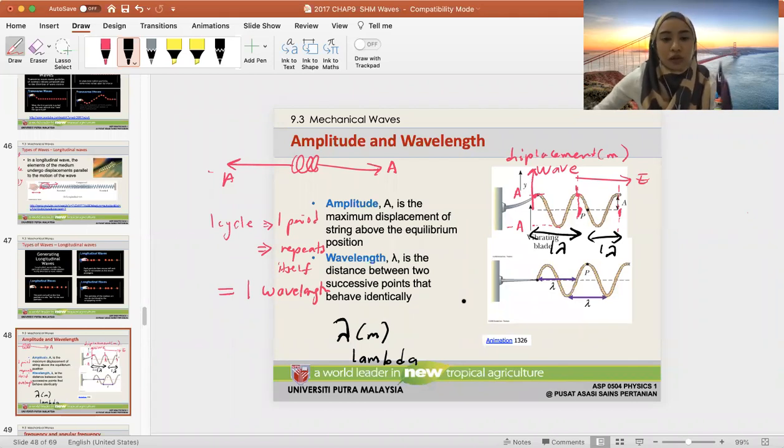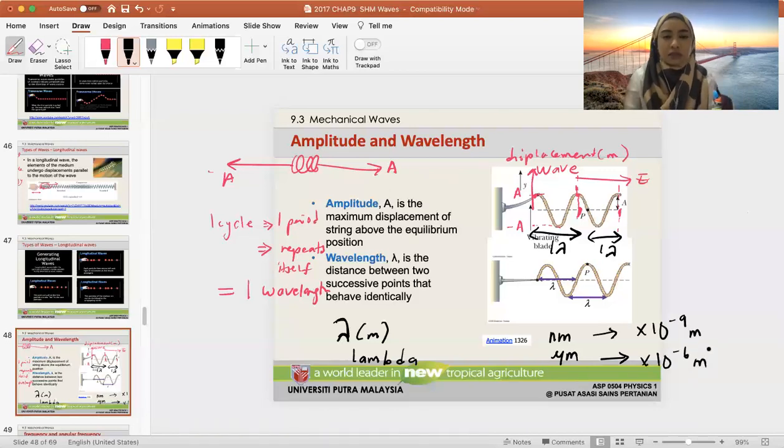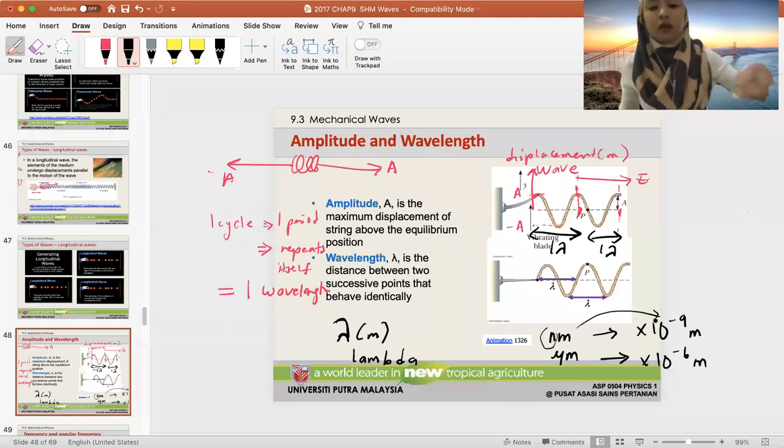Okay, so usually your wavelength is in nanometers or in micrometers. Please convert it to SI unit. What is it? Nano becomes times 10 to the minus 9 meters. And micro is times 10 to the minus 6 meters. If they give you micrometer, convert it to your meter. If they give you nanometer, convert it to your meter. Convert lah, buang lah dia punya N ni. Jadikan dia scientific notation. Okay, so that is the typical size for your wavelength.